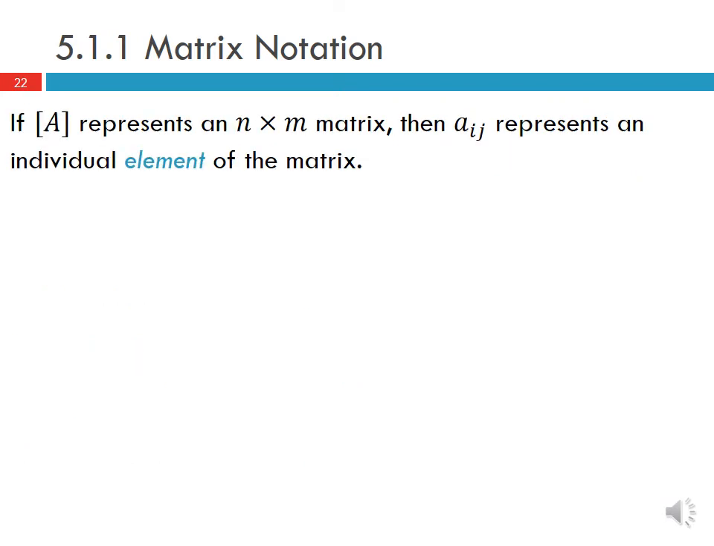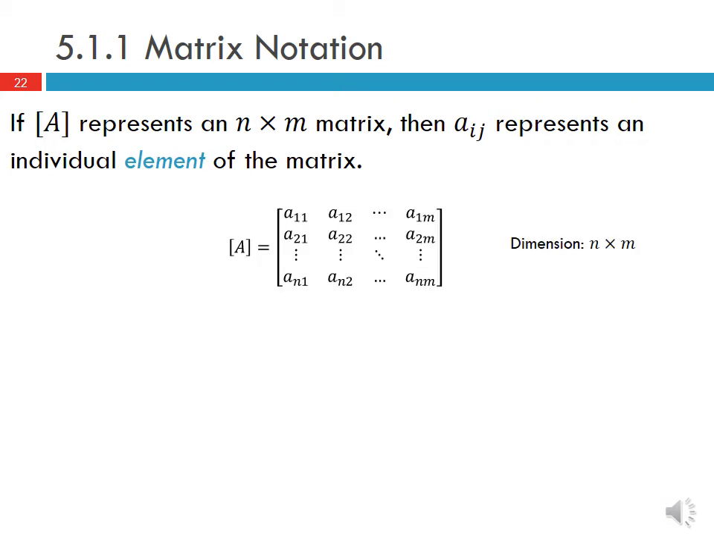So if A represents an n by m matrix, then A subscript ij represents an individual element of this matrix, or a component of the matrix. So we can write our matrix A in this way here with dimension n by m.